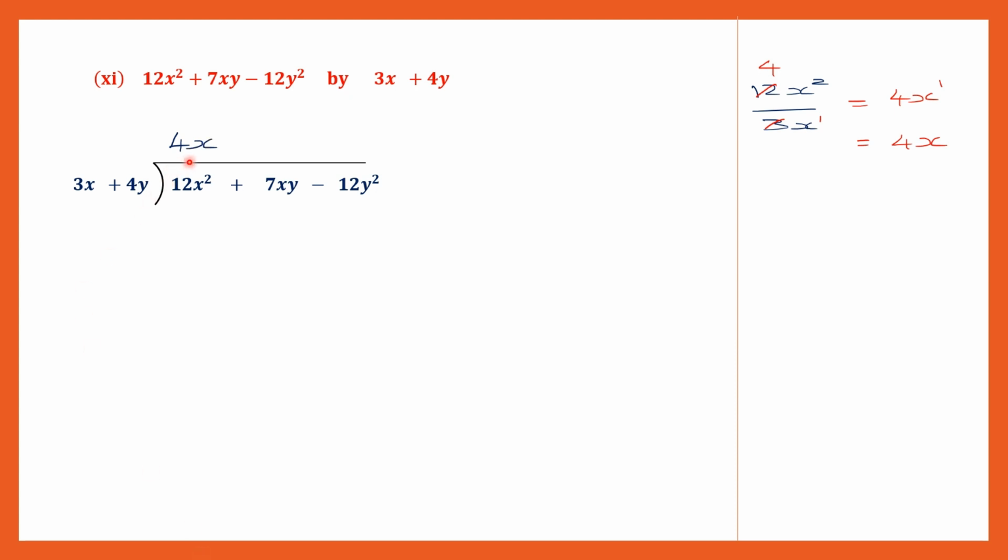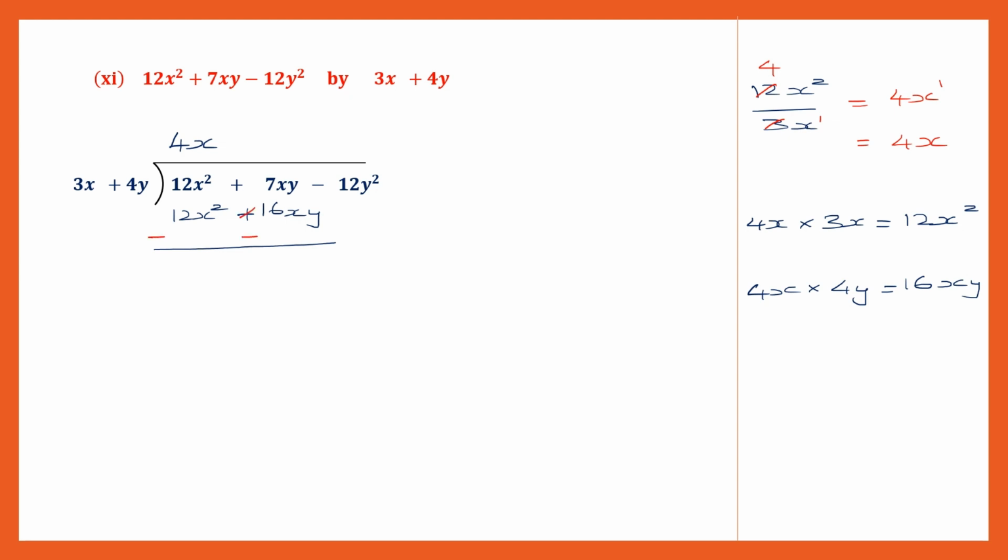Now we're going to take 4x and multiply it with 3x. 4x into 3x, let's multiply. 4x into 3x. 4 3s are 12, x into x is x squared. So here we have 12x squared. Now we have to multiply 4x by 4y. So let's do that. 4x into 4y. Multiply the numbers. 4 4s are 16. X into y is xy. So we get plus 16xy. Next step is subtraction. So remember the signs will change. So this becomes minus. This also becomes minus.